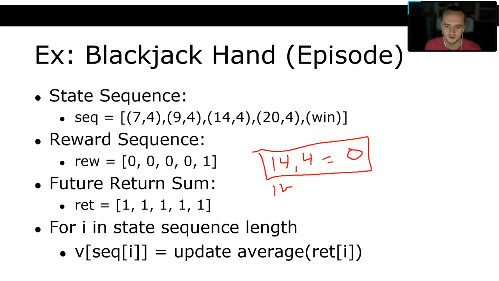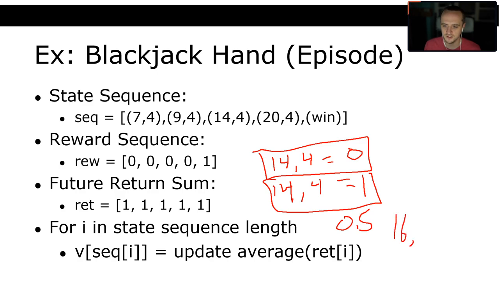And now the second time I visit 14-4, I get a 1, right? So my average here is 0.5. And what you're going to see over time is, for example, if you've got states like 16-10, this is a hand in blackjack where you very often lose. The dealer is going to win like 80% of the time there.